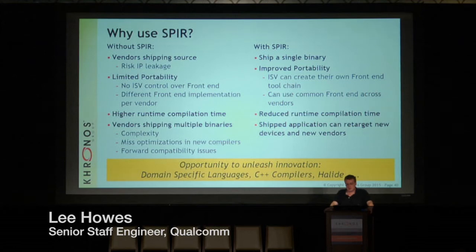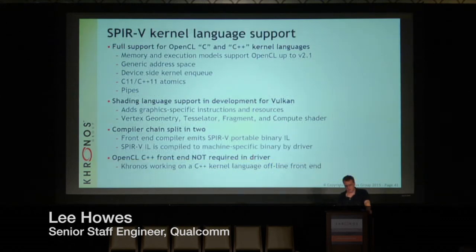And for situations where you don't want to ship code, obviously another approach was to compile to binary, but you had to do that per vendor because binaries weren't portable, and so SPIR-V ends up being a kind of portable binary form. So it supports the OpenCL C and C++ kernel languages with OpenCL 2.1 memory and execution model, all the features you'd expect, generic address space, device-side enqueue, pipes, and so on. Also developing the shading language support for Vulkan with all the graphics-specific instructions and resources.